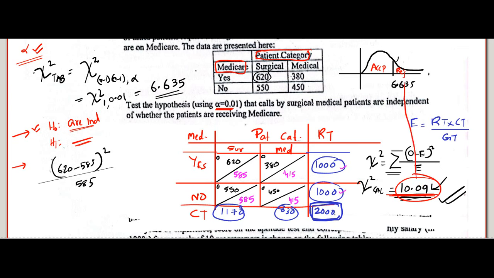The calculated value is in the rejection zone, right? So reject H0. That means they are associated. That means there is some sort of relation between these two. So basically my conclusion is reject H0.